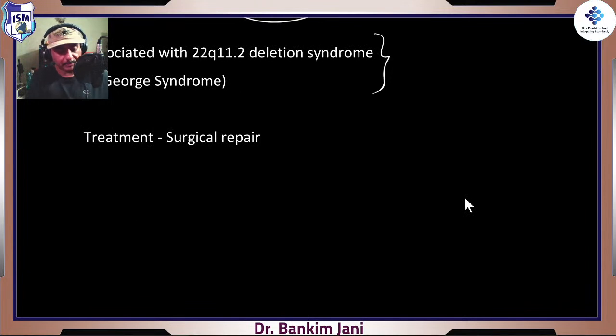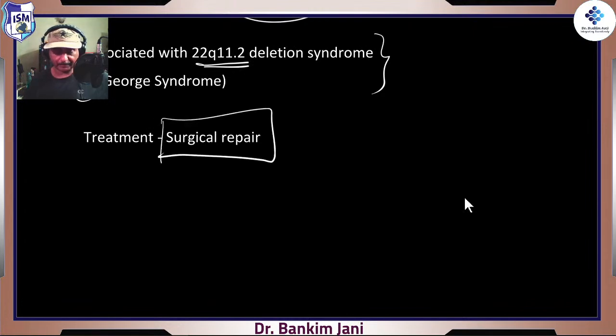This is how it goes. Association, same as what we talked about. It is this gene which is so important, right? So treatment, surgical repair.